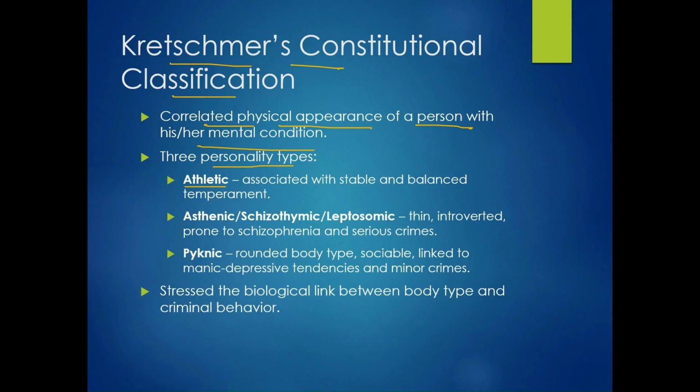Here the person is muscular and has a balanced body type, and such persons are associated with stable and balanced temperament also. Generally, how a person looks: athletic, the same thing. Then second, there was asthenic, also called schizothymic or leptosomic category. Here the people are thin, introverted and sometimes associated with schizophrenia and violent or serious crimes. Not always, they are just prone to.